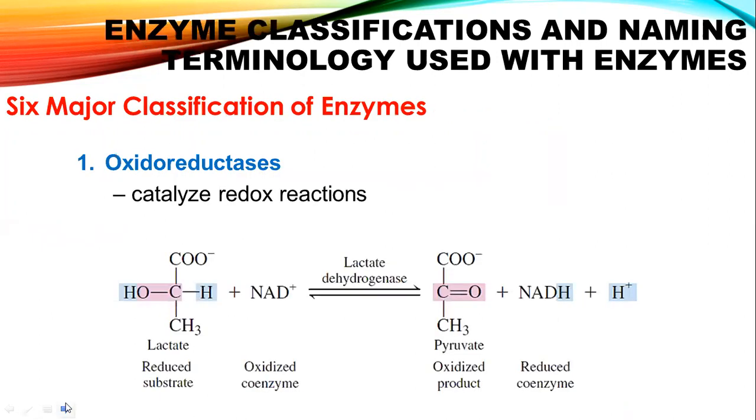So there are again six major classifications of enzymes. One is the oxidoreductases. Again, when we name our enzymes, it will be based on the kind of reactions that they would undergo. So the oxidoreductases catalyze redox reactions. Remember your General Chemistry 1 or 2, there is an oxidation and reduction that occurs. So when there is reduction, there is also oxidation.